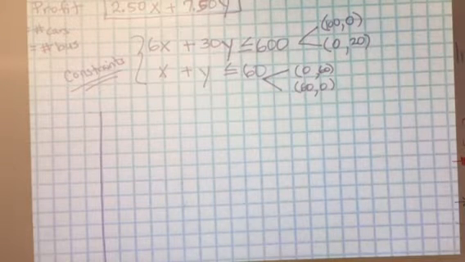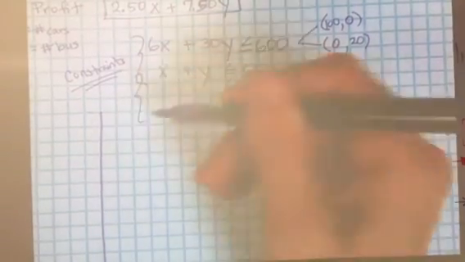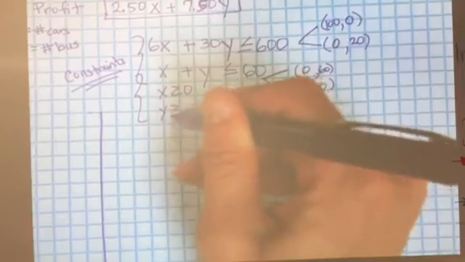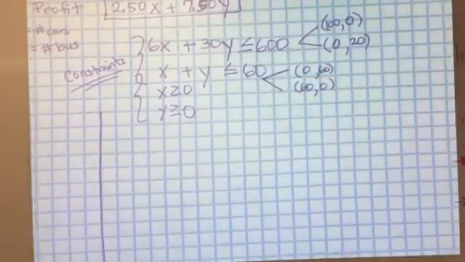Something else we want to consider here is, should we use anything more than the first quadrant? Since we're talking about the number of cars and the number of buses, we can't have a negative amount. So we're going to add to our constraints. X has to be greater than or equal to 0. Y has to be greater than or equal to 0.